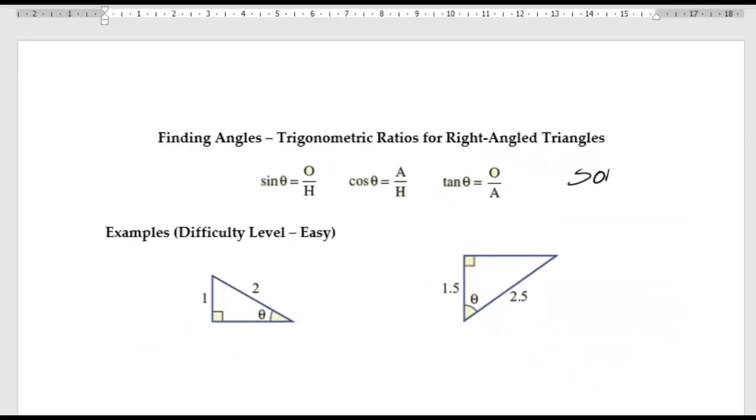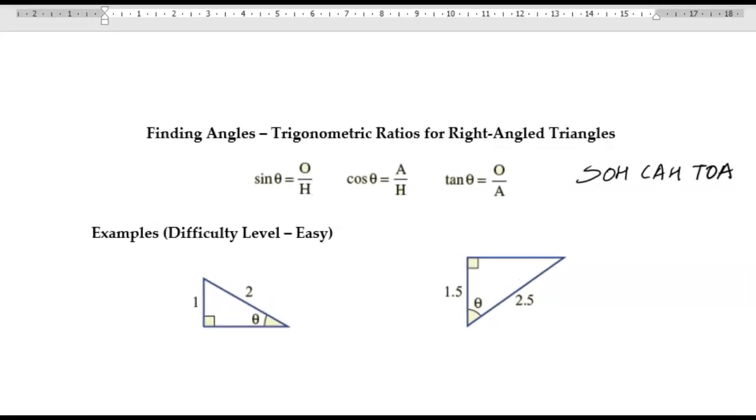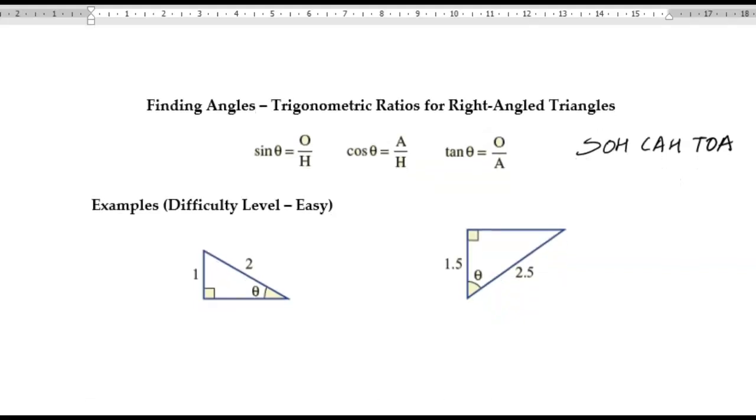So sine equals opposite over hypotenuse, cos equals adjacent over hypotenuse, and tangent equals opposite over adjacent. We're going to use these three trigonometric ratios to find some missing angles in right angle triangles. So let's jump into the very first example today.